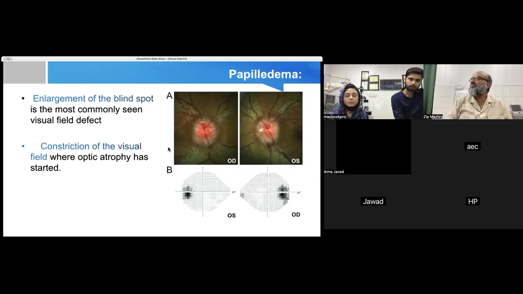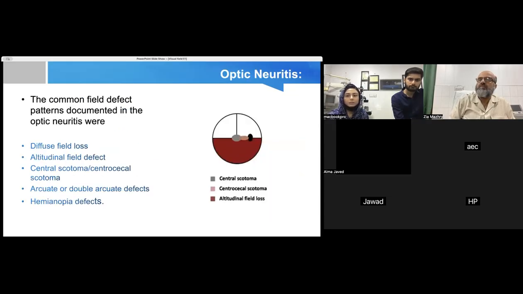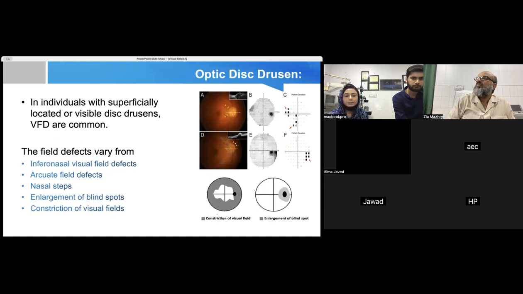Now there are some visual field defects in other diseases. In papilledema, in early stages of the swelling, there is enlargement of the blind spot. While in later stages, when the optic atrophy has started, the visual field starts to constrict. In optic neuritis, the field defects seen can be the central scotoma, centrocecal scotoma, and altitudinal field defects, arcuate or double arcuate defects, and hemi defects. In optic neuropathy, the field defects can vary from infero-nasal defects to arcuate defects, nasal steps, enlargement of the blind spot, and constriction of the visual fields.